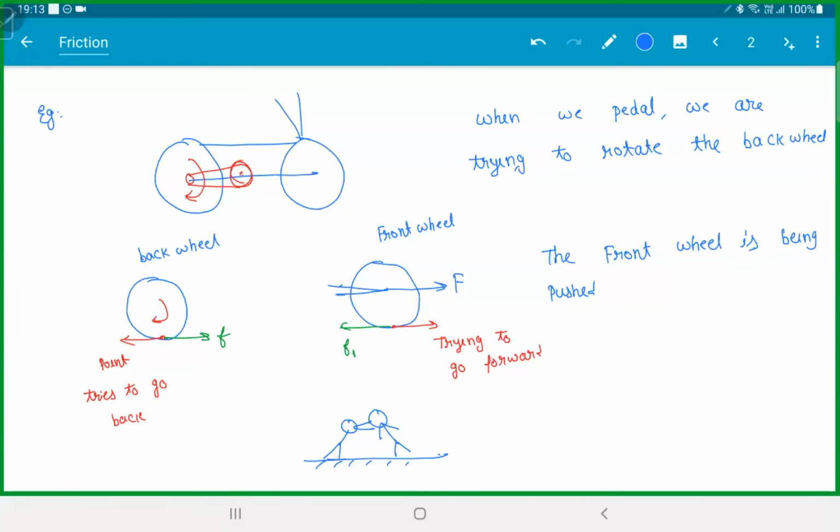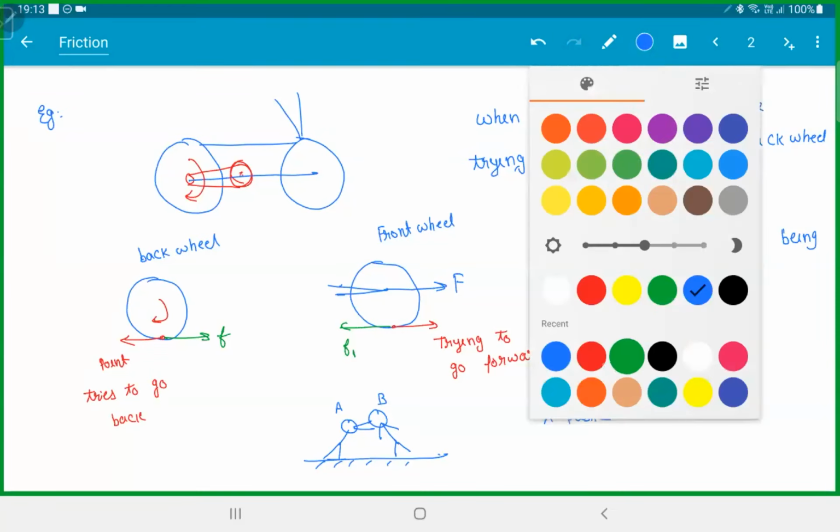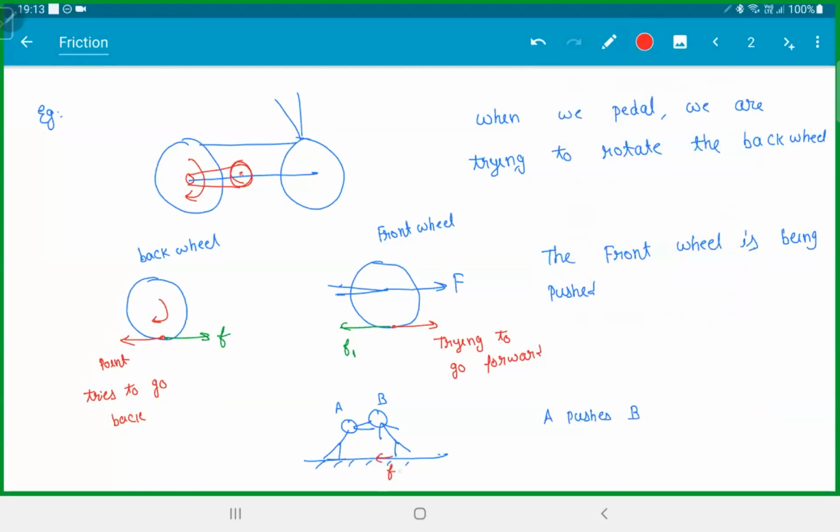You tell me. So, if you're pushing your friend, let's say A and B, A pushes B. So, friction on B will be backward, whereas on A, friction will be forward, right? Isn't it? A's legs are slipping backward, so friction will be forward, and B is trying to slip forward, so friction will be backward. Is this diagram making sense?